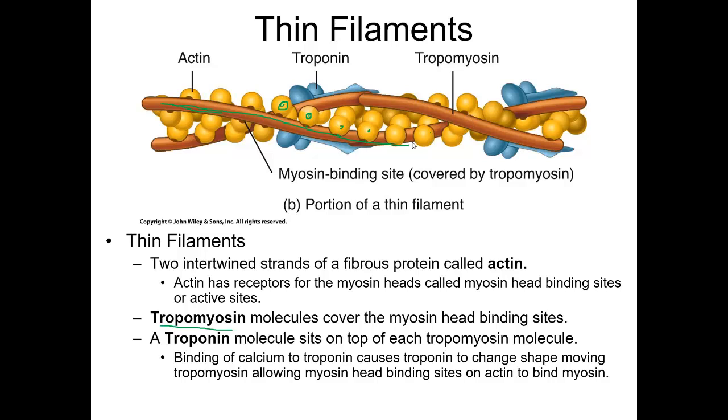You have another regulatory protein called troponin. This troponin is sitting on top of this tropomyosin. What is this troponin doing, however? It is binding calcium. It's preventing calcium from binding and therefore changing the shape of the tropomyosin molecule. So you have the tropomyosin, which is doing A, and you have the troponin, which is doing B. So just think of it that way.